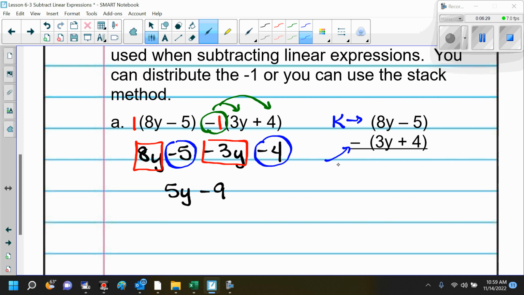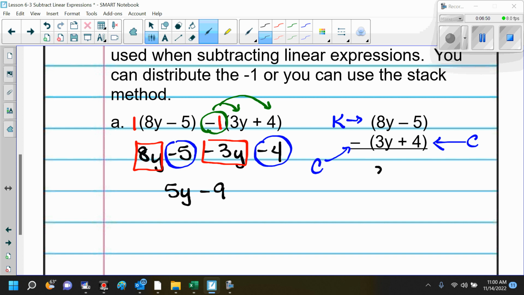We're going to change that subtraction to addition, and we're going to change everything inside this parentheses to the opposite of what it is. Okay? So here we have to rewrite.